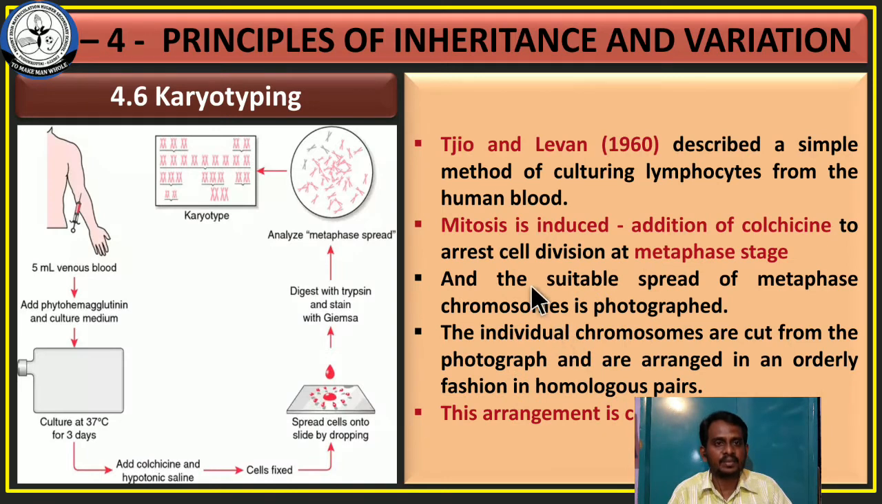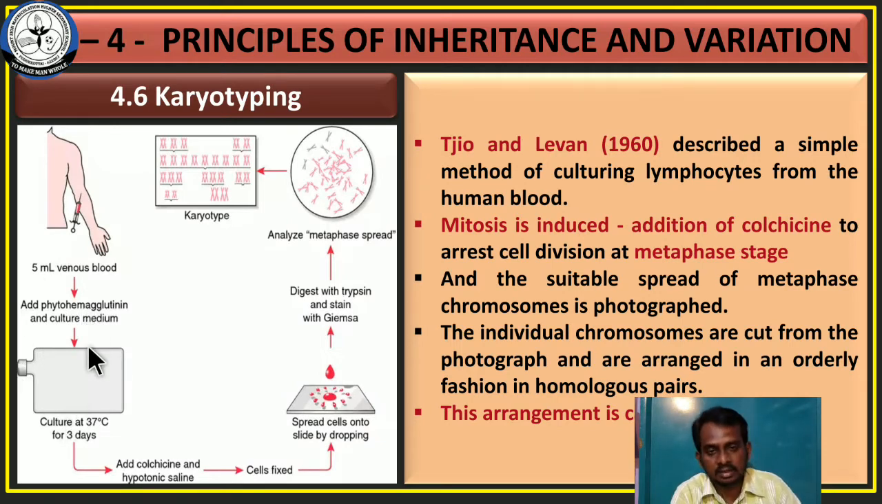For the first time, Tjio and Levan described the simple method of culturing lymphocytes from human blood. So in the first step, the blood cells are isolated from the human body and then these cells are cultured in a medium containing phytohemagglutinin. This is the culture medium, and the isolated cells are cultured in the phytohemagglutinin medium.